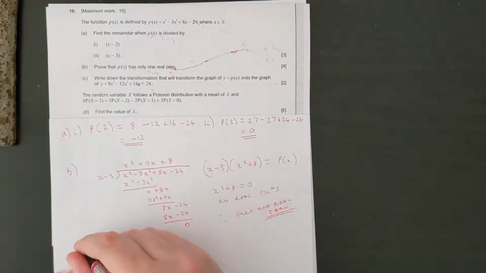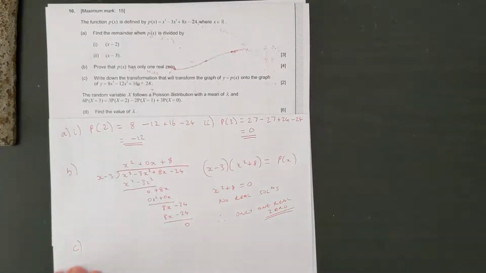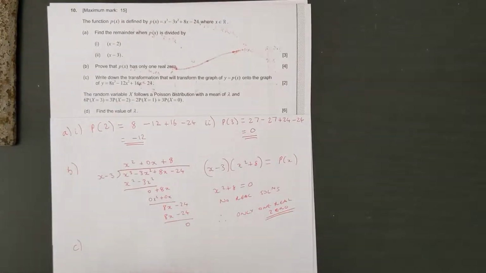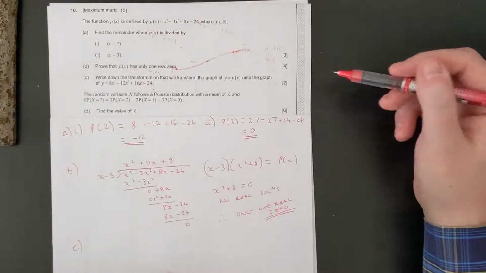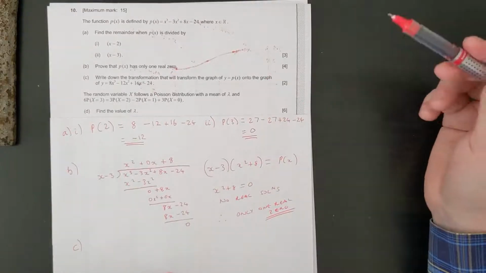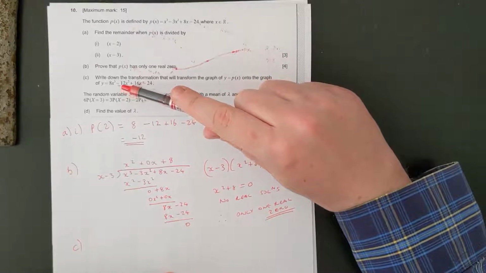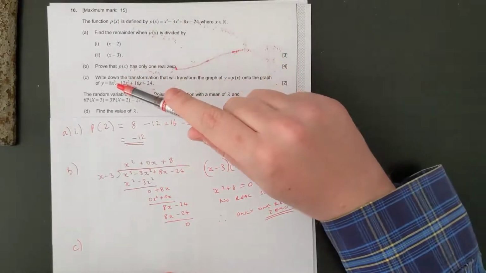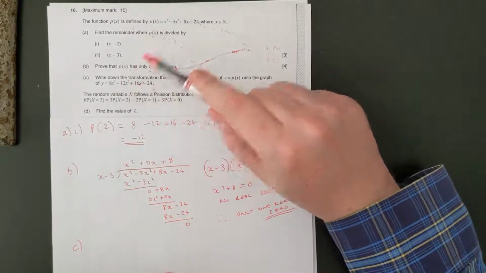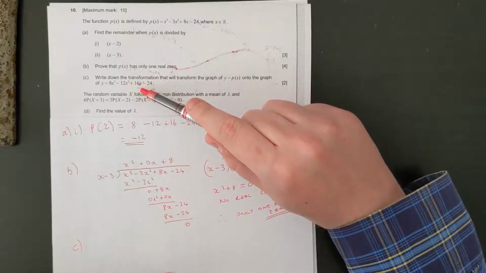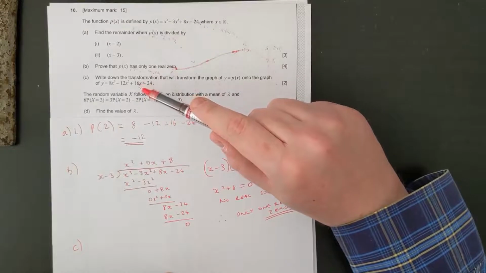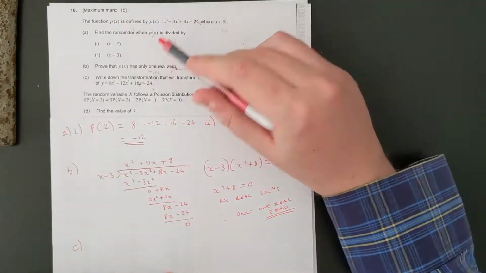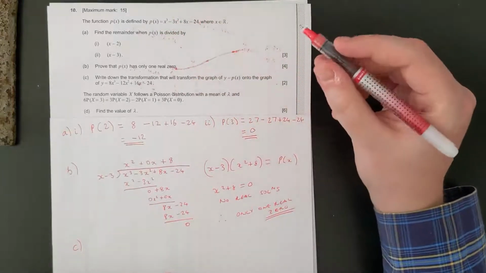Part C. It's a bit of a weird question to ask, and tells me by asking this, it's probably going to be used subsequently in Part D. Write down the transformation that will transform the graph y equals p of x onto that graph there. Now I notice that the new y is very similar to p of x. My cubic term is multiplied by 8, my squared term is multiplied by 4, my linear term is multiplied by 2, and my constant term doesn't change. In other words, I've replaced x in p of x with 2x.